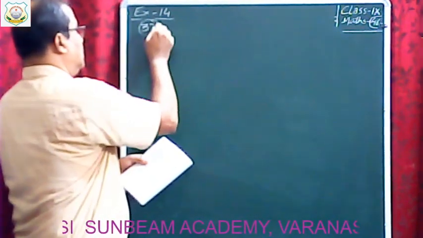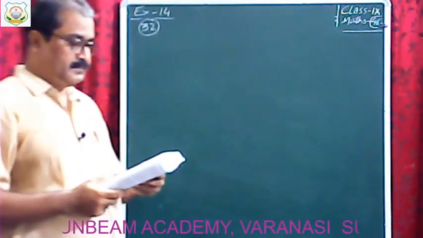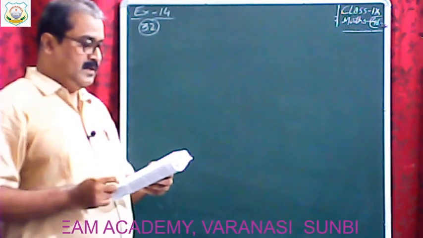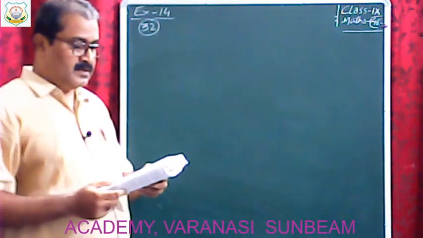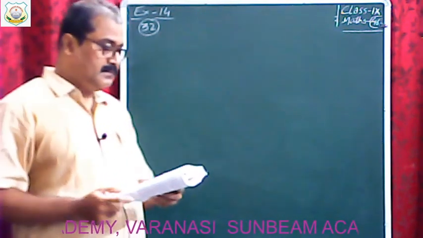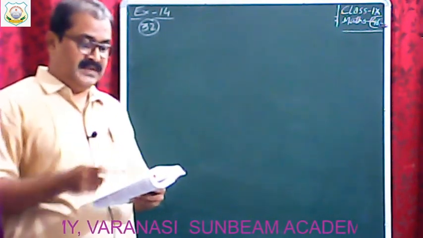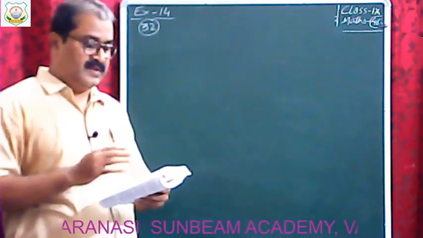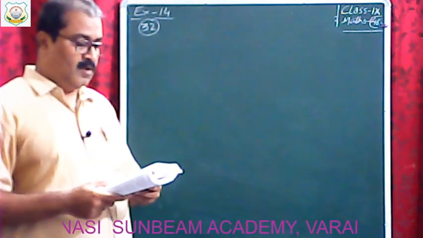A rhombus shaped sheet with perimeter 40 centimeter and one diagonal 12 centimeter is printed on both the sides at the rate of rupees 5 per centimeter square. Find the cost of painting.